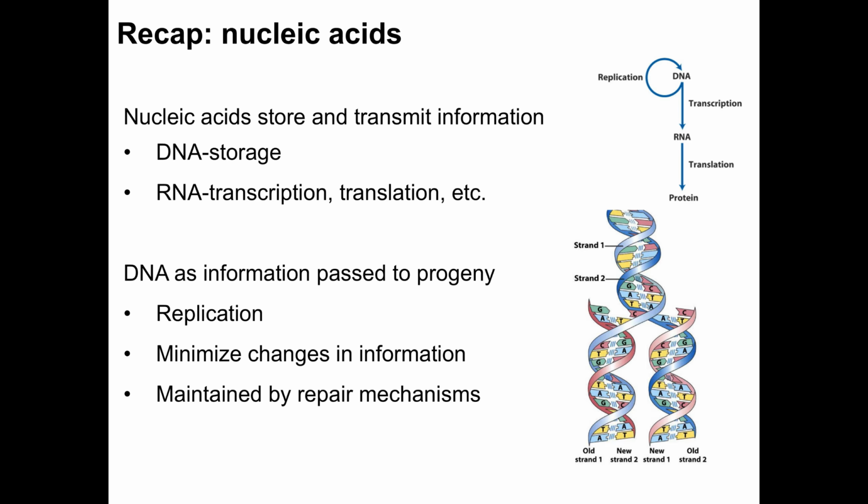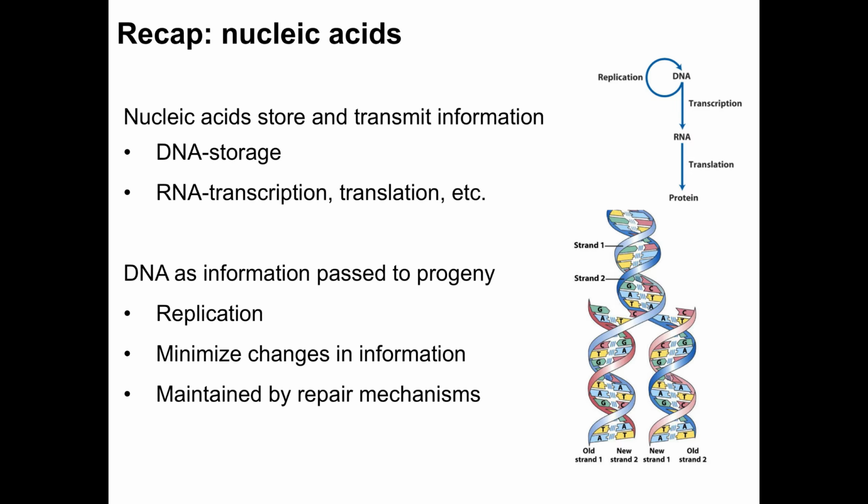RNA, or ribonucleic acid, is primarily involved in the expression of genetic information. RNA molecules are produced from DNA through transcription, and many RNAs participate in translation, the process by which genetic information is used to synthesize proteins. In this way, RNA acts as the functional link between stored genetic information and cellular activity.